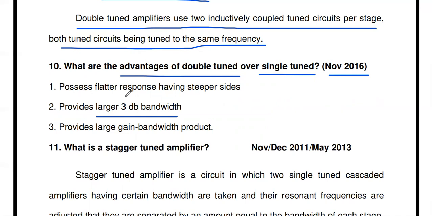Okay, and it possesses a flatter response and has steeper sides. So the response is flatter over a wide range of frequency. It provides the maximum response with the steeper sides. And if bandwidth is high and the gain is also high, it provides a large gain bandwidth product. So the product of gain and bandwidth is also high. These are all the advantages of double tuned over single tuned amplifier.